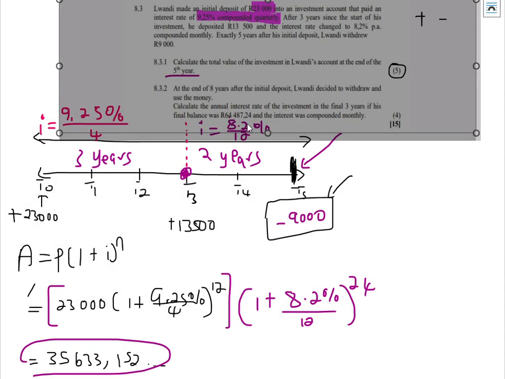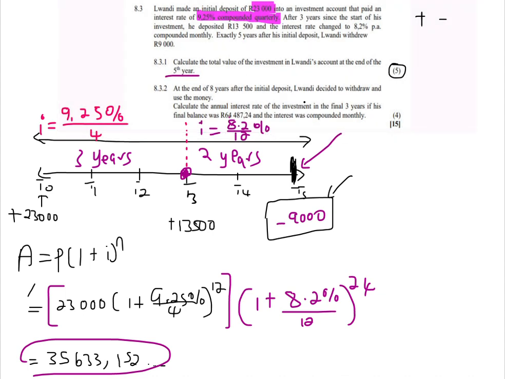Now the next question says to us, at the end of 8 years after the initial deposit, Lwandi decided to withdraw and use his money. So this is the money which he had. We said the money we'll have is 42,530.18. This is the money that Lwandi will have. Now this money will not gain any interest because it's now withdrawn, so it's going to remain this amount. It won't grow, it just remains this amount. So that's after 8 years.